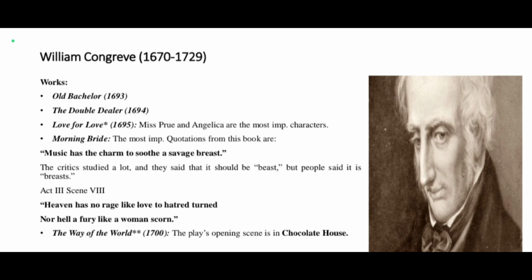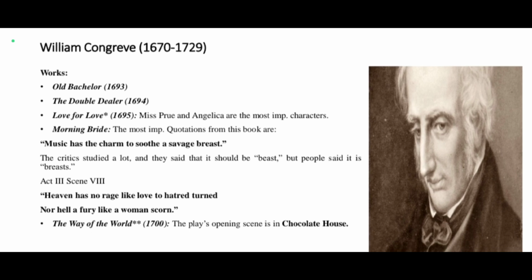Now we will discuss some other important writers of this age, that is William Congreve, who is next important to John Dryden in Restoration age. He was born in 1670 and died in 1729. He has written Old Bachelor, which was published in 1693. Only the title is enough. And then he has written The Double Dealer, 1694. The title is enough. And then he has written Love for Love, which was published in 1695.